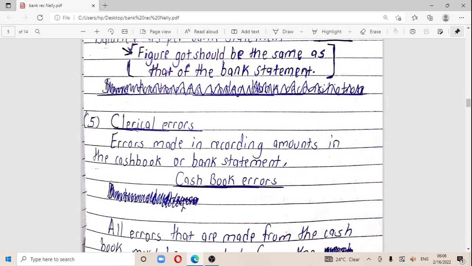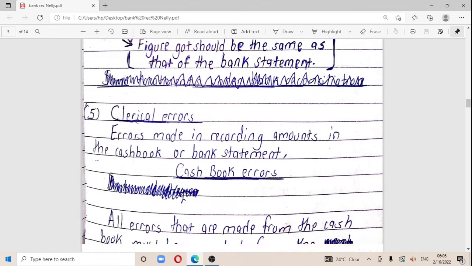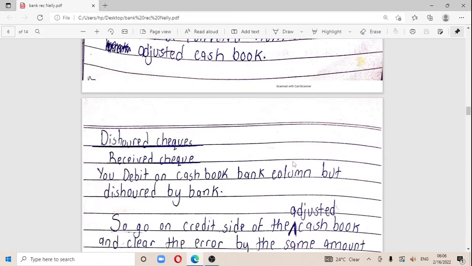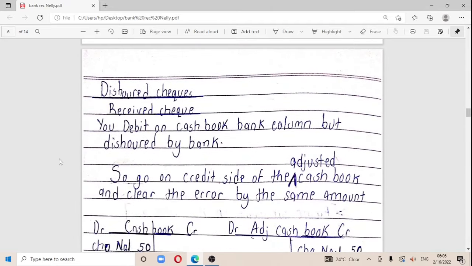Then we are having the clerical errors. They also cause some disagreements. So we're having errors made in recording amounts in either the cash book or the bank statement. Starting off with the cash book errors, what you should know is that all errors made in the cash book must be corrected from the adjusted cash book. Let me start off with a check. Here I'm taking an assumption you received a check. What are you going to do when you receive a check? You're going to debit on the cash book, that is the bank column part.